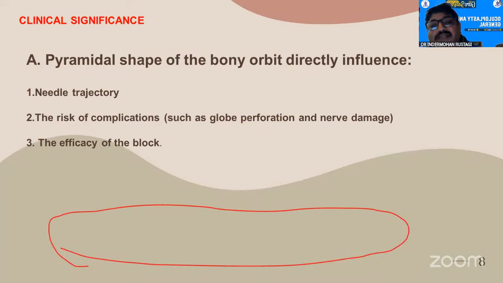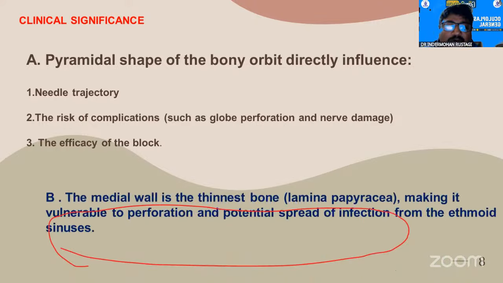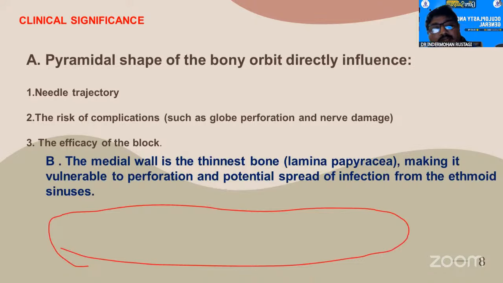So the clinical significance of the pyramidal shape of the bony orbit is basically how the needle has to go, what the risks of complications like perforation and nerve damage are, and of course the efficacy of the block. The medial wall is the thinnest bone, and it is most of the time vulnerable to perforation and potential spread of infection from the sinuses. So that is to be taken care of.